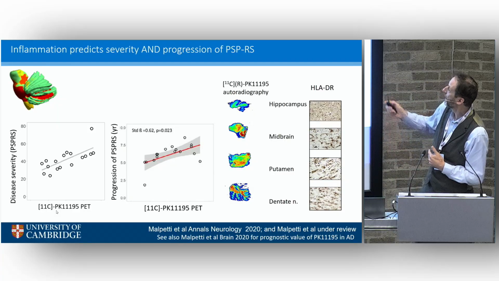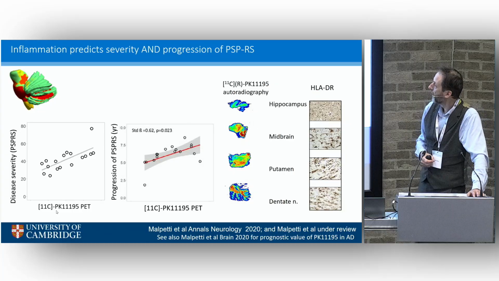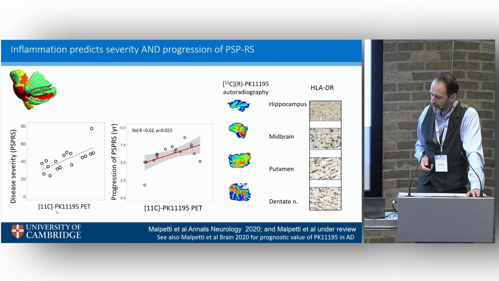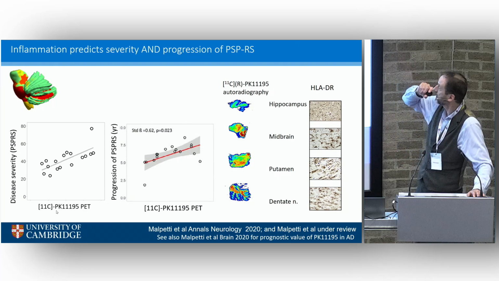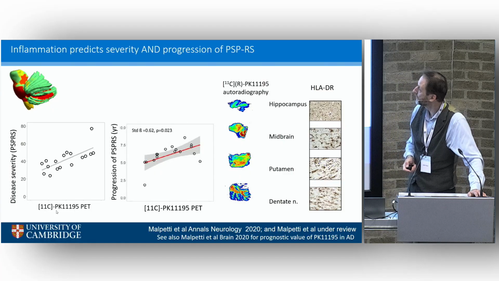Okay? And with some post-mortem work, which time and time again we keep coming back to, trying to get some post-mortem validation that it's the right areas. There's a correspondence between the inflammatory response in the PET and the post-mortem inflammation. The very first studies we used HLA-DR. We now use IBA1 and CD68.